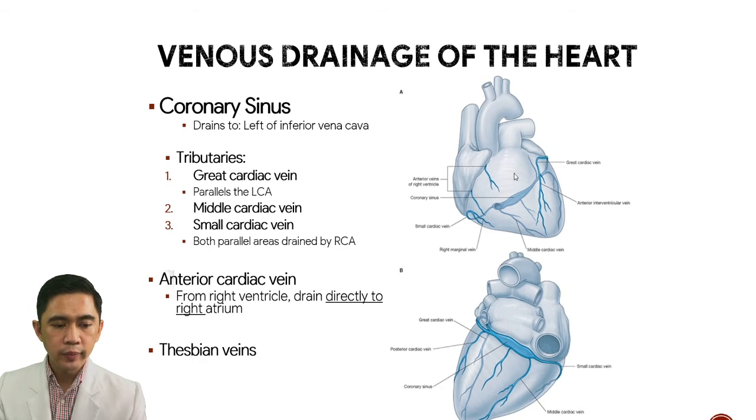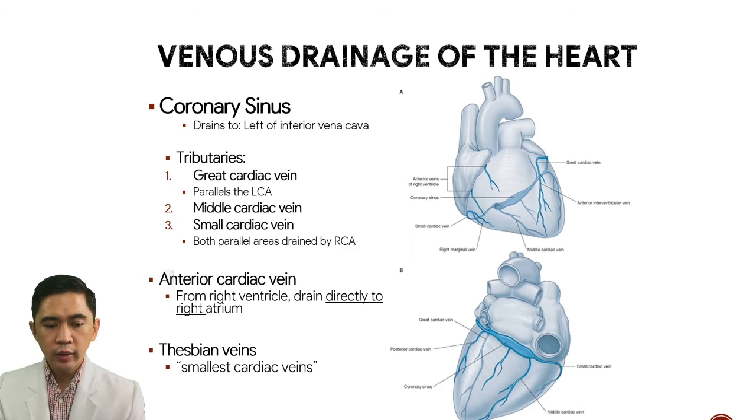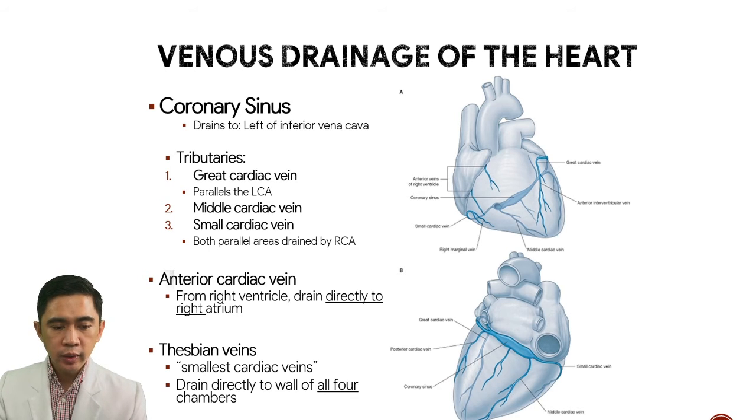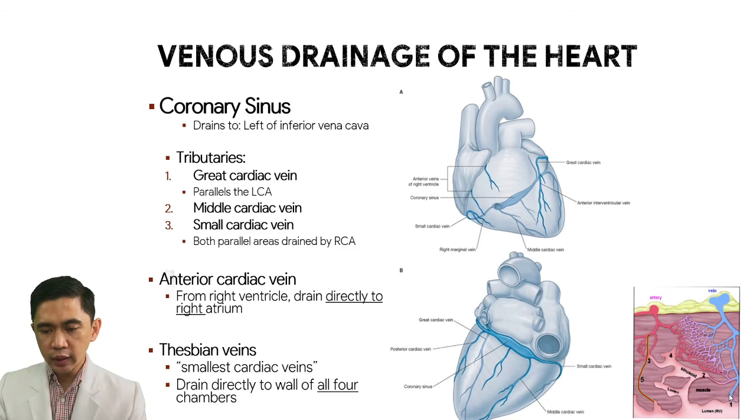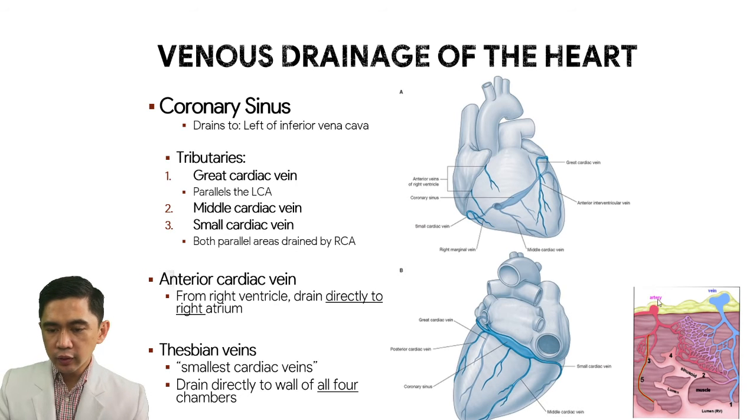And we also have the Thebesian veins, which are the smallest cardiac veins, and these drain directly into the wall of all four chambers. So these are the Thebesian veins, and they drain directly into the wall. So instead of draining outside, they drain directly into the lumen of the heart.